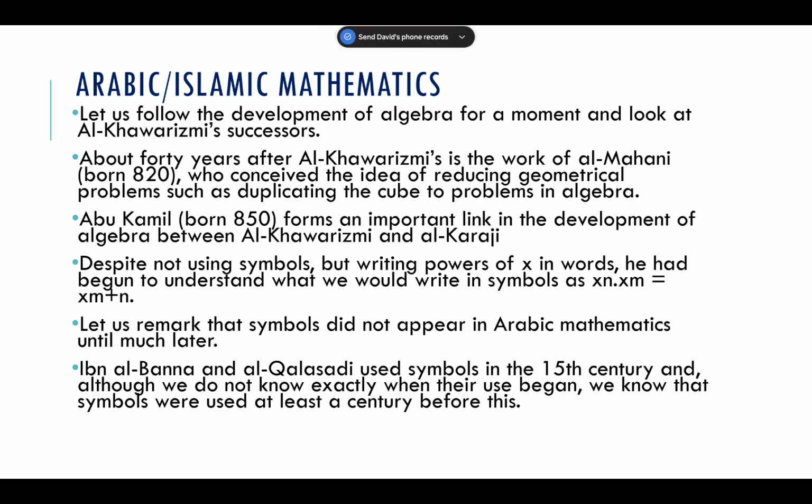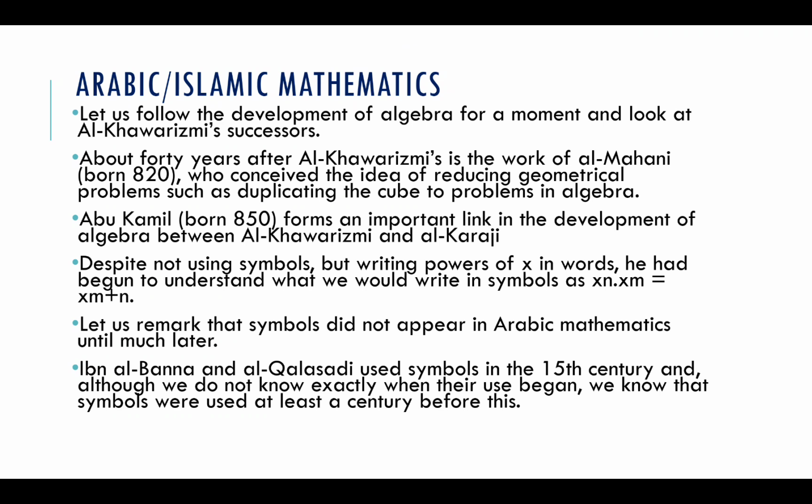We follow the development of algebra for a moment and look at Al's successors. About 40 years after Al's is the work of Al-Mahini, born in 820, who conceived the idea of reducing geometrical problems such as duplicating the cube to problems in algebra. Abu Kamil, born in 850, forms an important link in the development of algebra between Al's and Al-Kharajis.